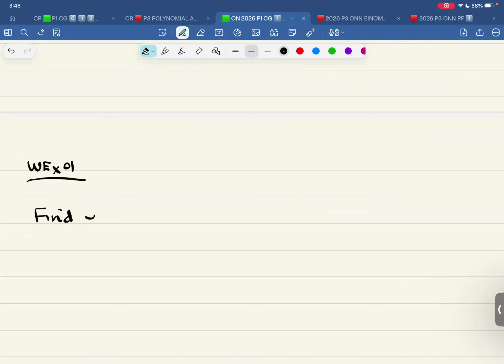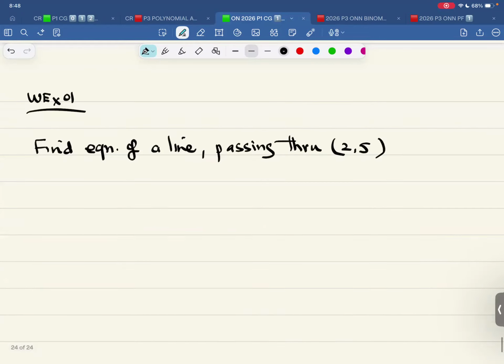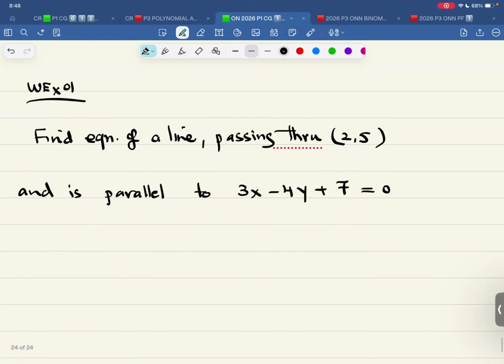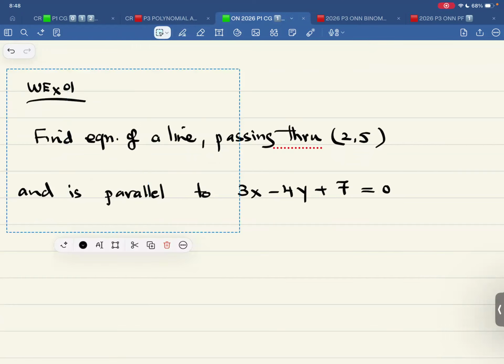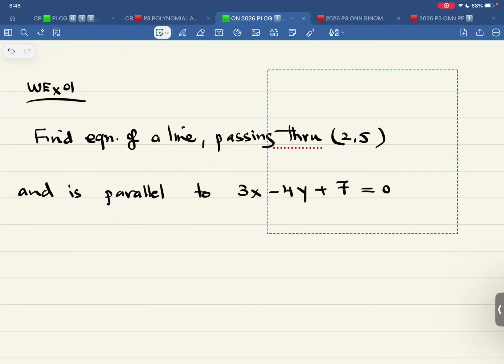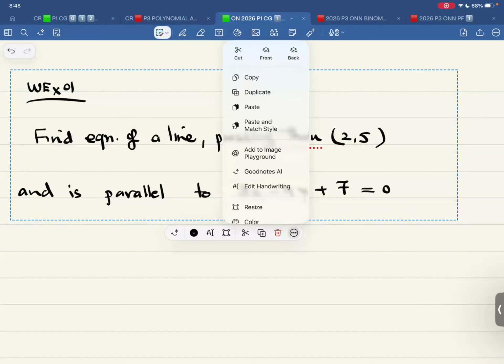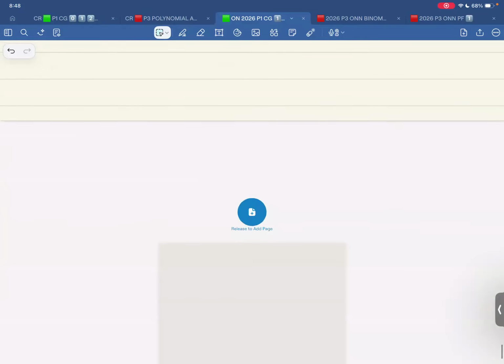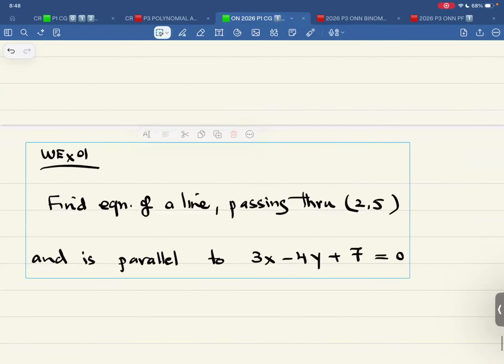Find the equation of a line passing through 2 comma 5 and is parallel to 3x minus 4y plus 7 is equal to 0. Now let me copy this thing and paste it twice. Actually, yeah, twice is good because I'll do it in two different ways. So copy. Let me go to the next page and copy.